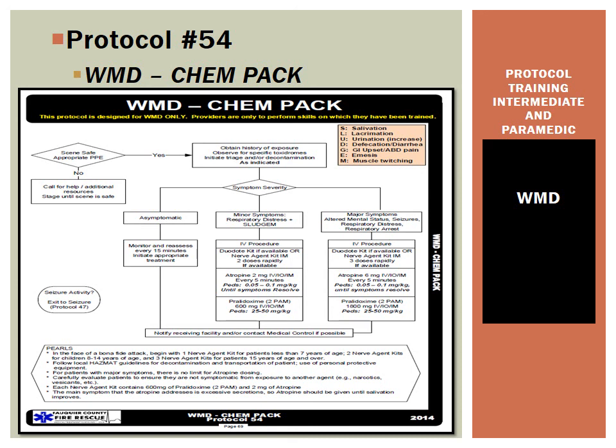In this protocol, the symptom severity is minor or major. Minor symptoms are respiratory distress and SLUDGE: salivation, lacrimation, urination, defecation, diarrhea, GI upset, emesis, and muscle twitching. Major symptoms are altered mental status, seizure, respiratory distress, or respiratory arrest. We are going to administer the DuoDote kit, which we're going to talk about in the skills portion of this training. But the two medications contained in the DuoDote kit are atropine and pralidoxime.